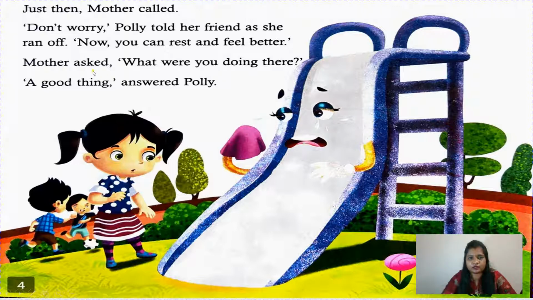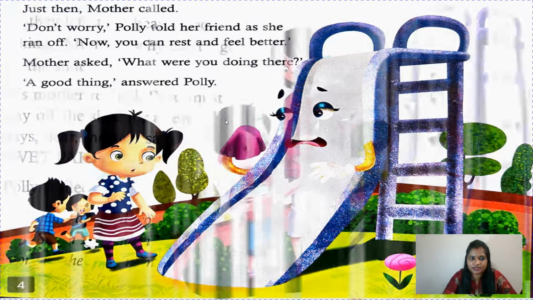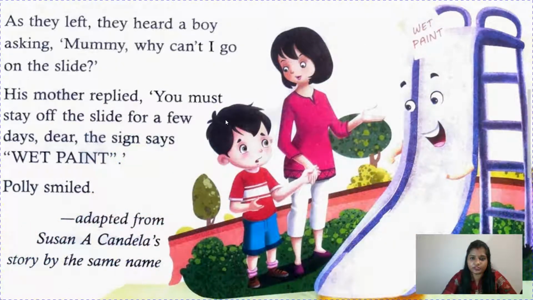Mother asked, what were you doing there? A good thing, answered Polly. Polly is such a good girl, no, children? She has done something good. Let's find out what she has done. As they left, they heard a boy asking, Mummy, why can't I go on the slide? His mother replied, you must stay off the slide for a few days, dear. The sign says wet paint.